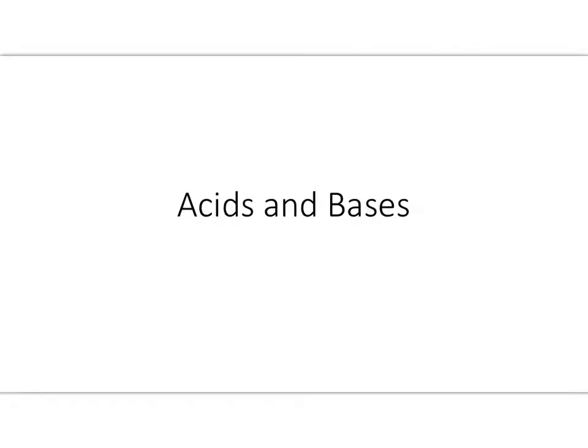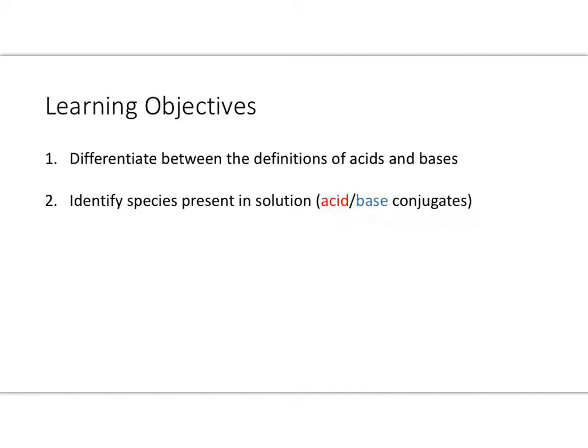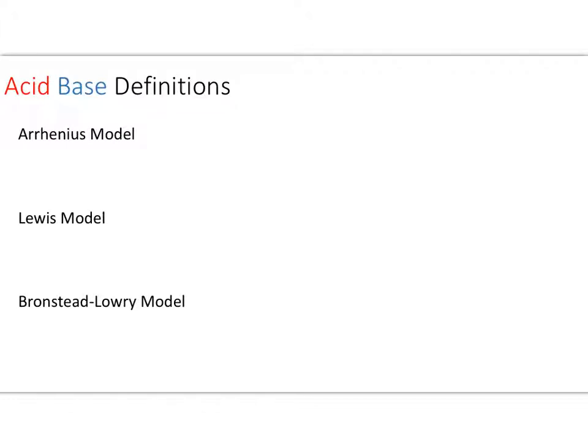So let's go ahead and look at acids and bases. After watching this video lecture, students will be able to differentiate between the various definitions of acids and bases and identify the species present in solutions, such as acids, bases, and their corresponding conjugates. The various acid-base definitions that we're going to be looking at are Arrhenius, Lewis, and Bronsted-Lowry.